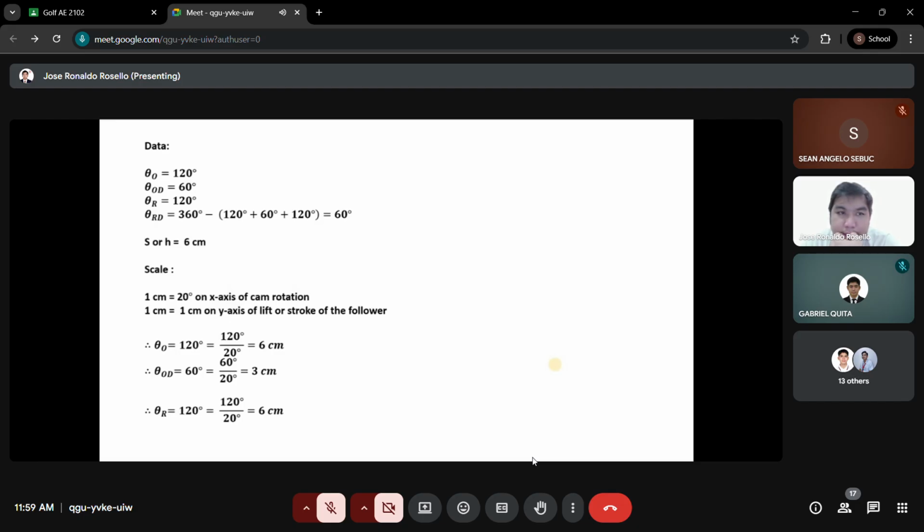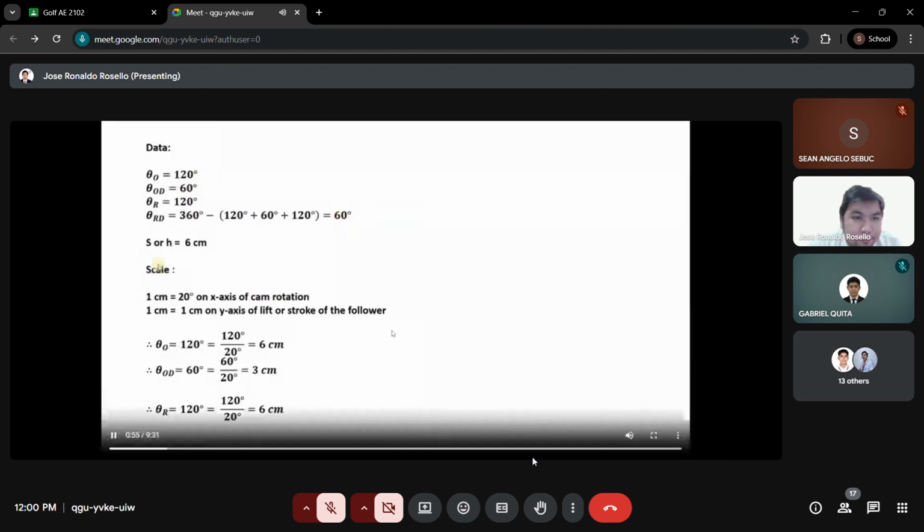So the data is written over here. So outstroke is 120, outstroke dwell is 60 degree, return stroke is 120 degree, and remaining angle will be return dwell, that is 360 minus the summation of all these three particular angles. So it is 360 minus 120 plus 60 plus 120. So that will be nothing but 60 degree. Lift or stroke of the follower is given as 6 centimeter, and minimum radius of the cam is given as 5 centimeter. Now the important part is to select the scale over here.